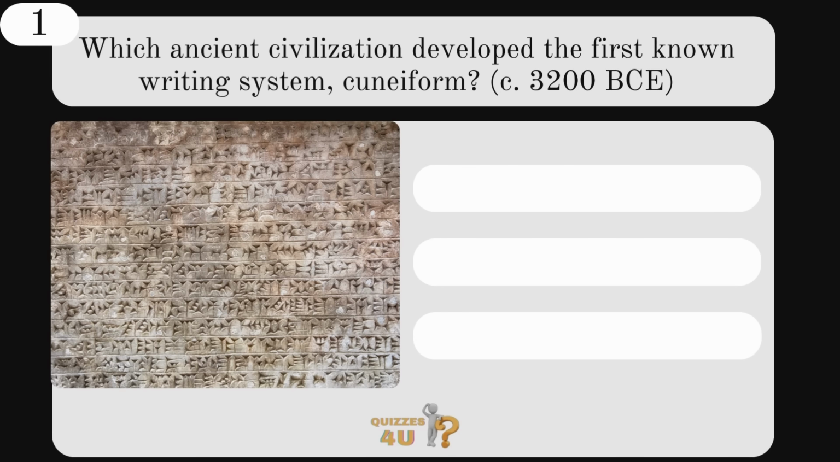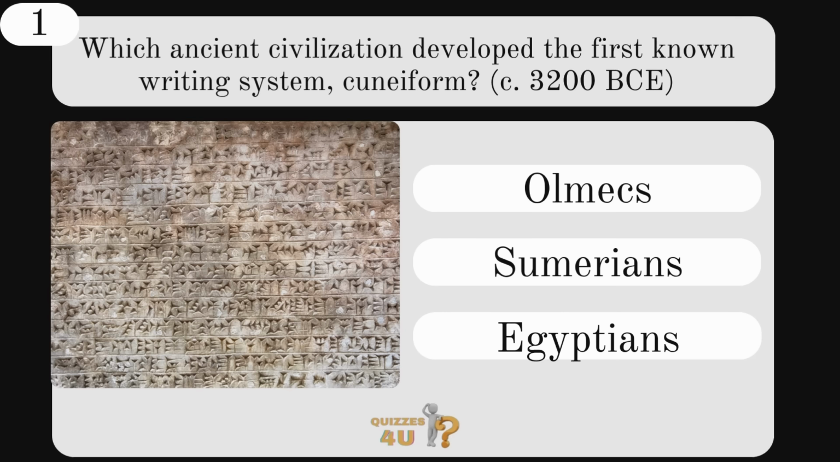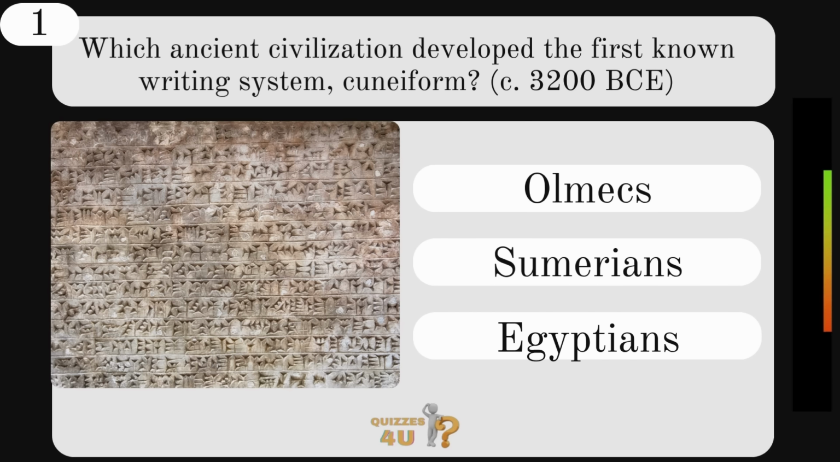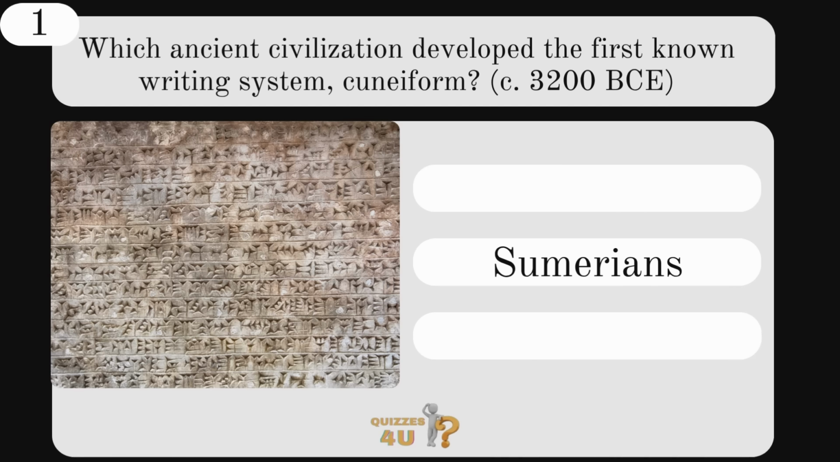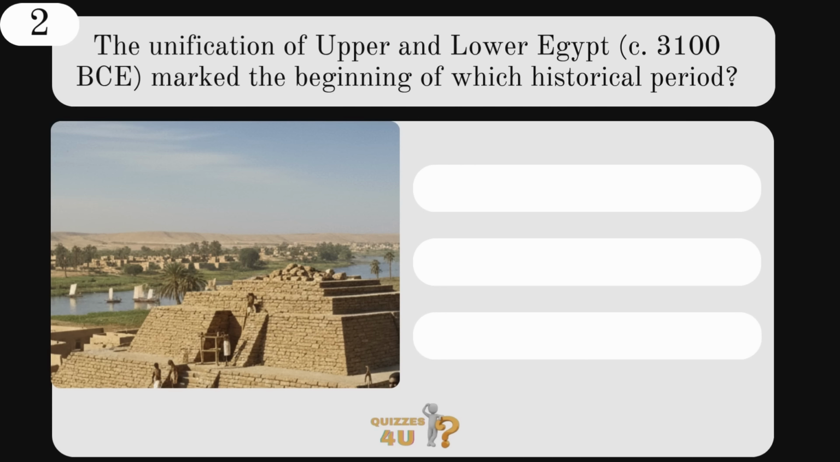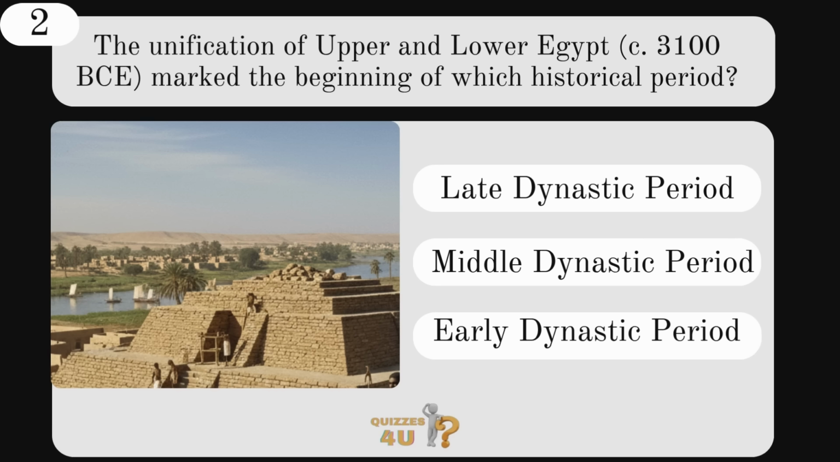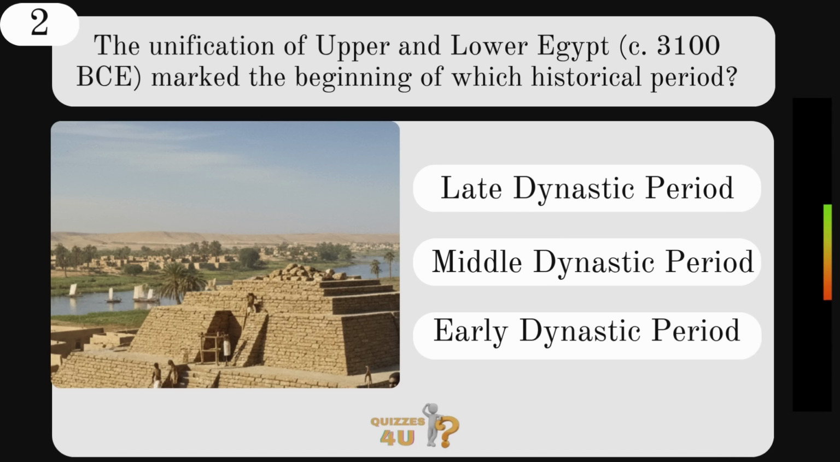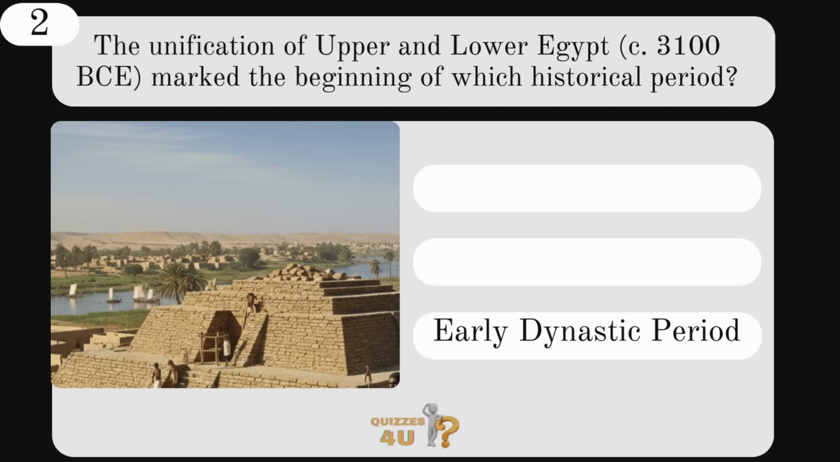Which ancient civilization developed the first known writing system, cuneiform? Was that the Olmecs, Sumerians, or Egyptians? That was the Sumerians. The unification of Upper and Lower Egypt marked the beginning of which historical period? The late, middle, or early dynastic period? The correct one there, the early dynastic period.